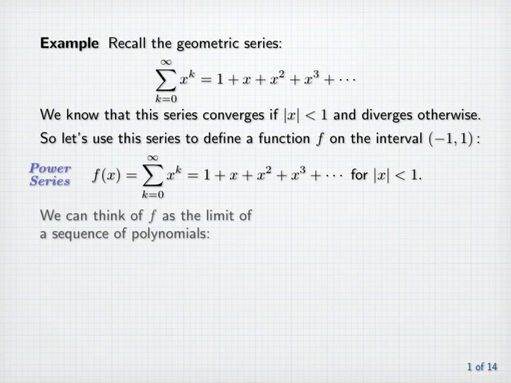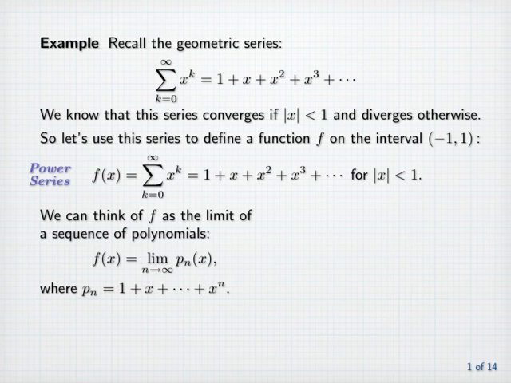Let's notice that we can think of f as the limit of a sequence of polynomials. That is, for each x, f of x is equal to the limit as n goes to infinity of p sub n of x, where p sub n of x equals 1 plus x plus x squared and so on up to x to the n. Here's the graph of p1. That's just the graph of y equals 1 plus x.